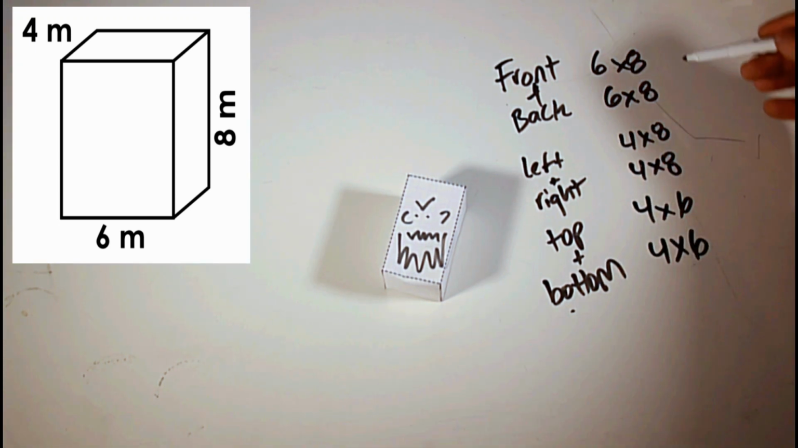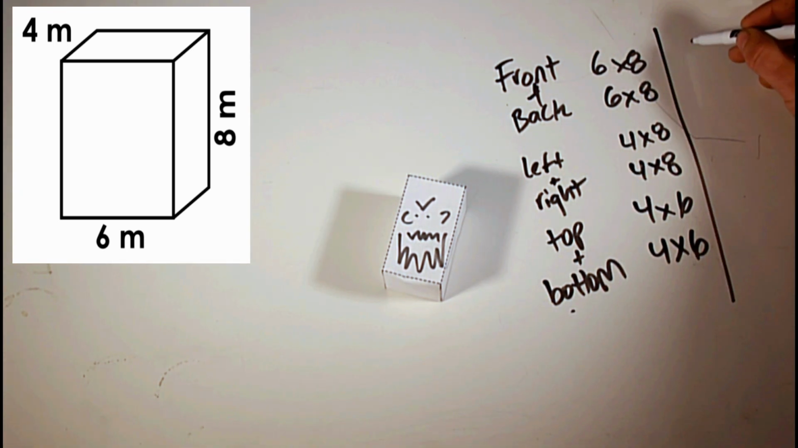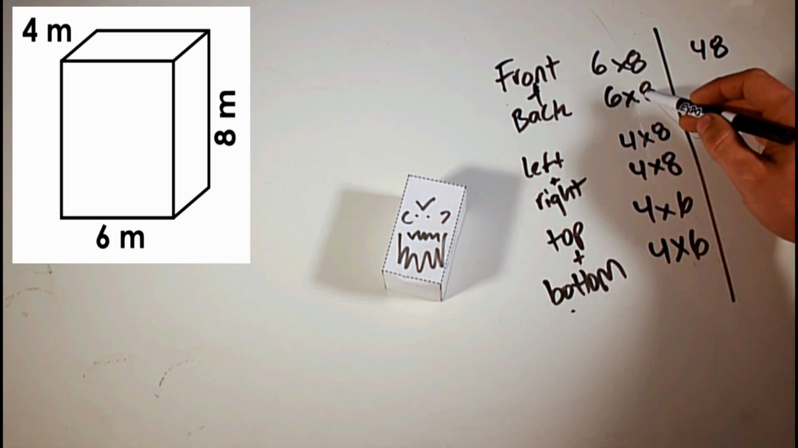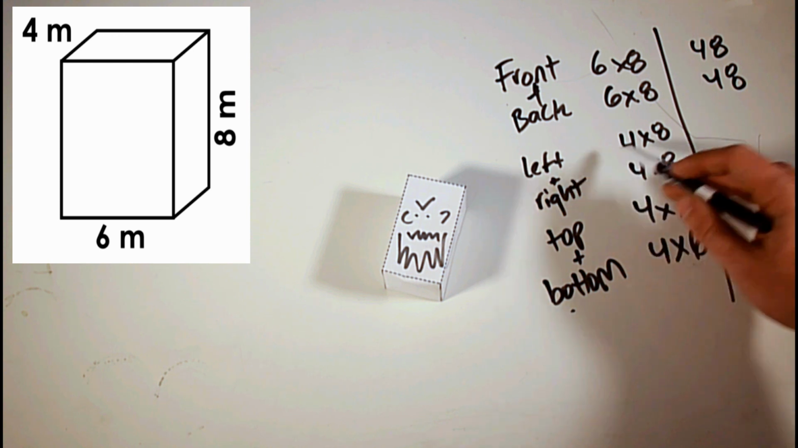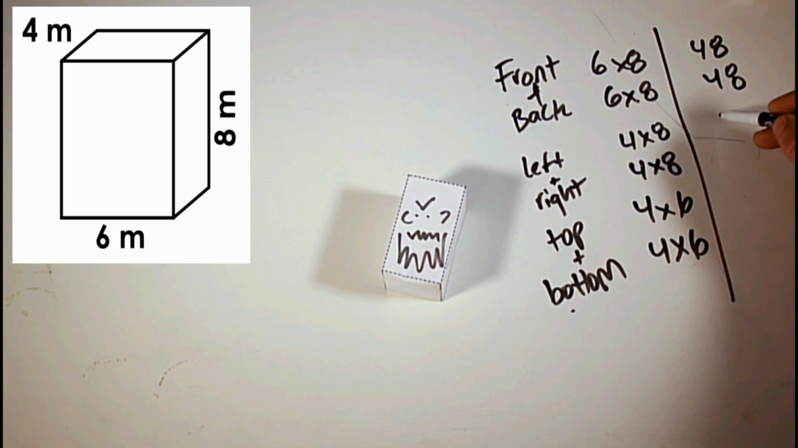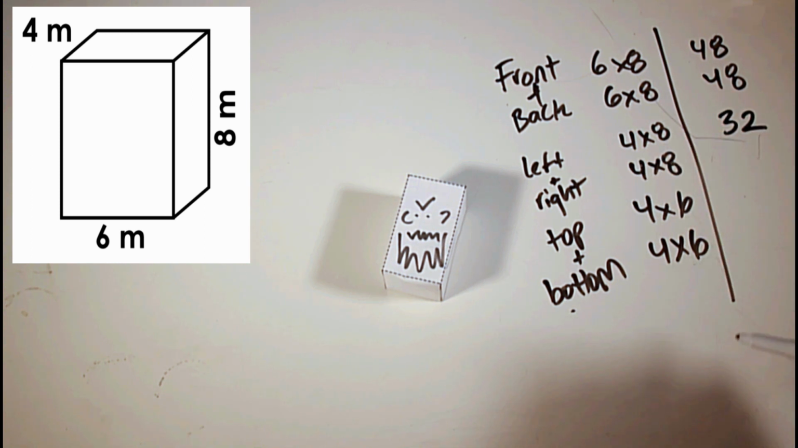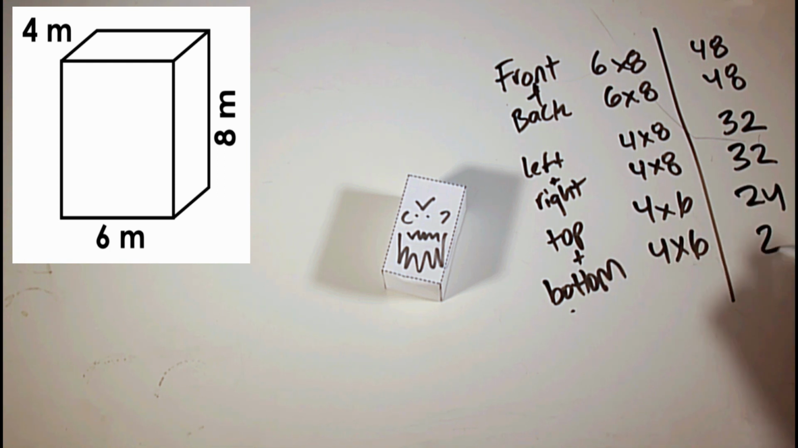So let's go ahead and multiply. 6 times 8 is 48. So whatever I do to the front, the back is the same. So that's 48. The left, 4 times 8. 4 times 8 is 32. All right, so this one is 32. 4 times 6 is 24. So that means this one's 24.